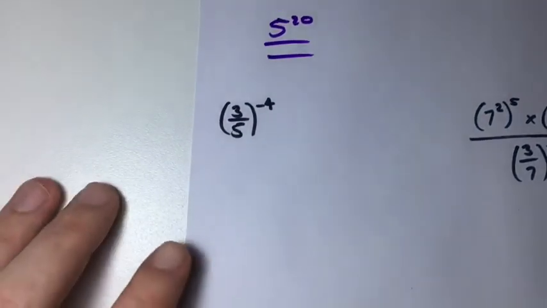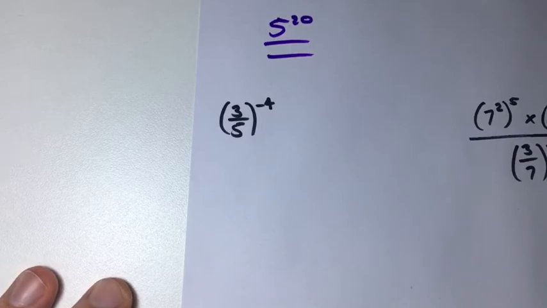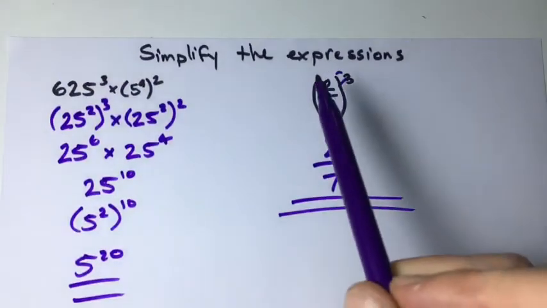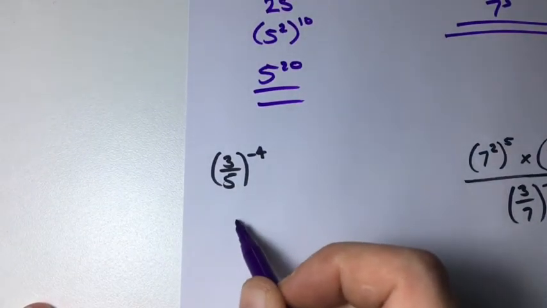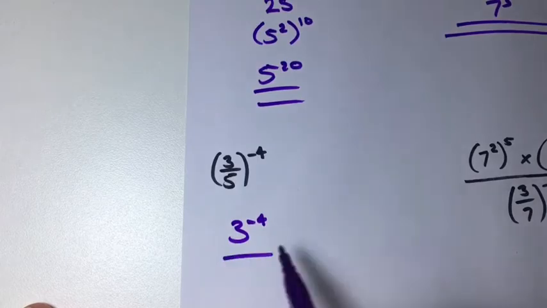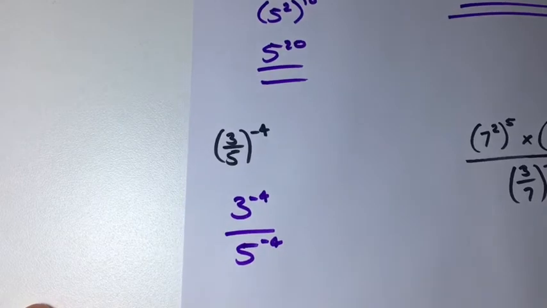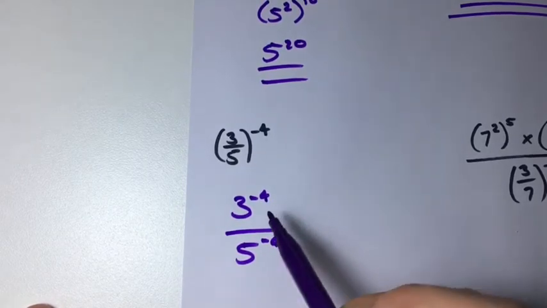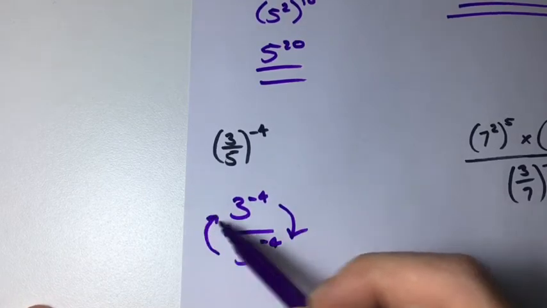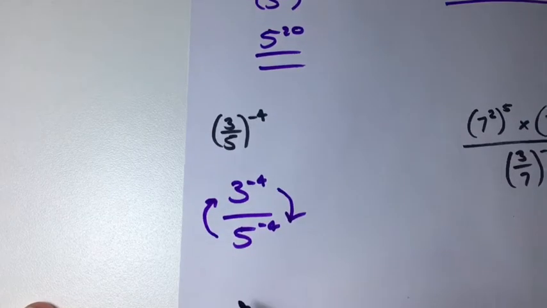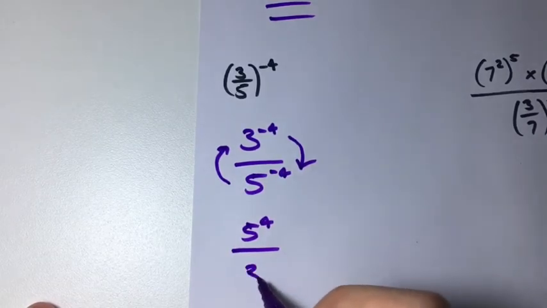Alright, in this one we have 3 over 5, all raised to the power of -4. So just like in our previous example, we're just going to distribute the exponent. So this comes out to 3 to the -4 over 5 to the -4. And we don't want negative exponents, so we know our negatives will switch. So our 3 is going to come to the bottom, our 5 is going to go to the top. So our final answer here will be 5 to the power of 4 over 3 to the power of 4.